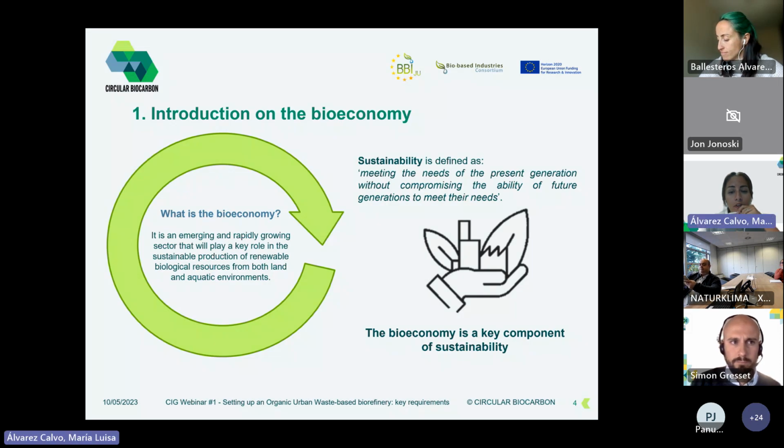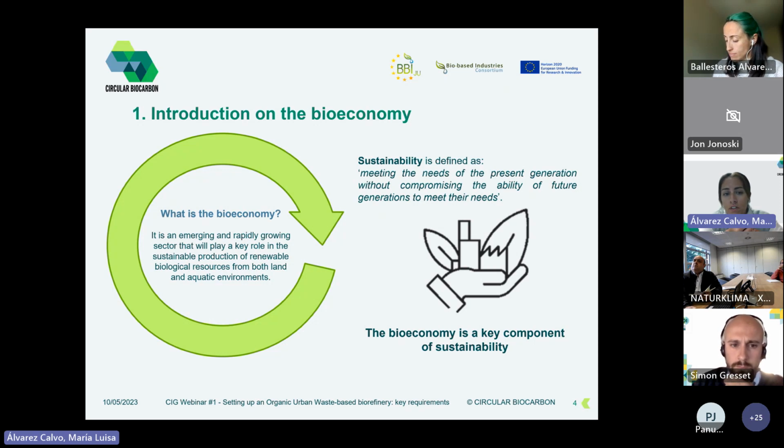Well, the introduction of the bioeconomy. What is bioeconomy? The bioeconomy is an emerging and rapidly growing sector that will play a key role in the sustainable production of renewable biological resources from both land and aquatic environment. This is an essential development in the global drive for sustainability and is a key element in addressing the world's environmental challenges. But what is sustainability?